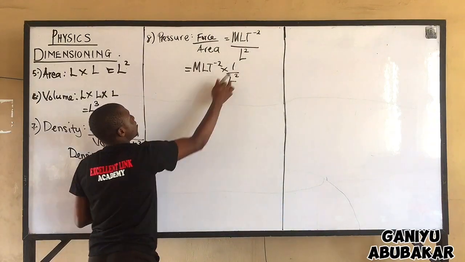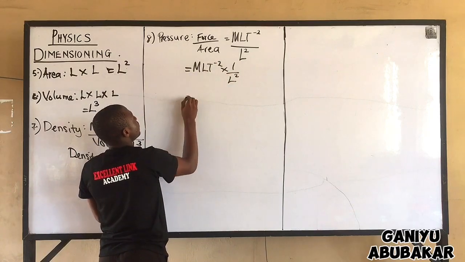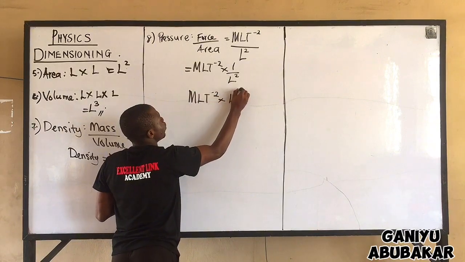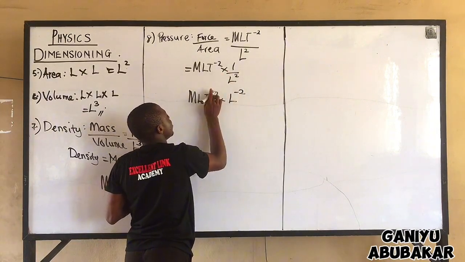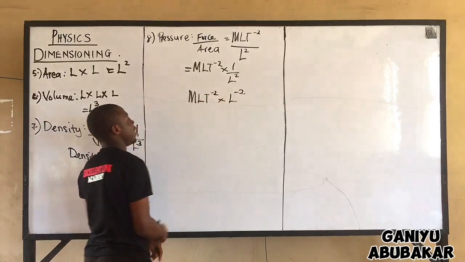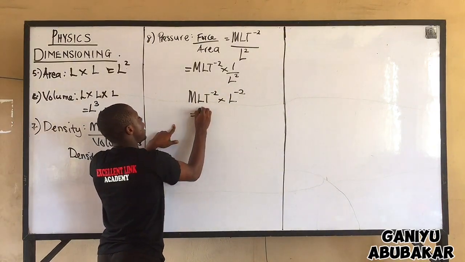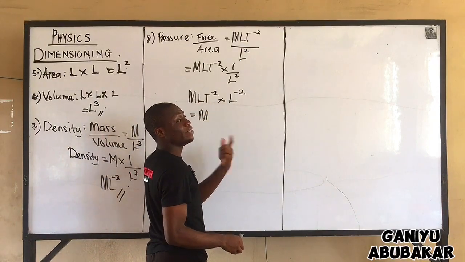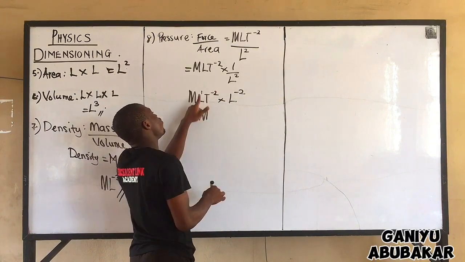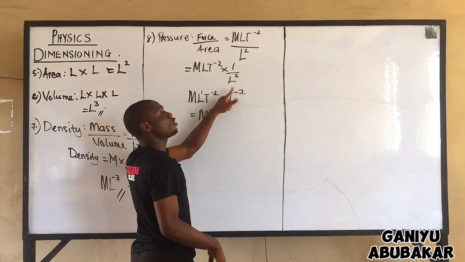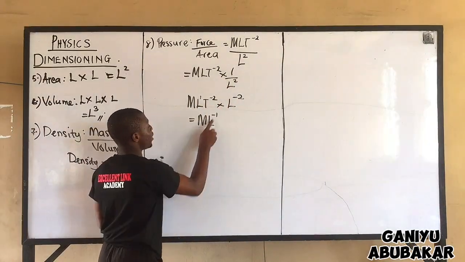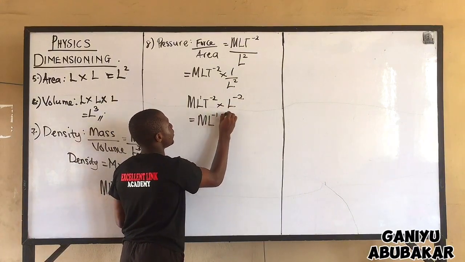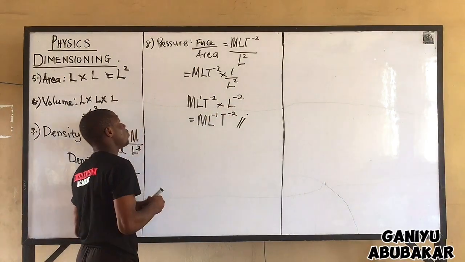Shift out the denominator, I'll have this. From here, if I take this one to indices, I'll have MLT to the power minus 2 times L to the power minus 2. Take this one here to indices, I'll have minus 2 as my power. So start with M, next up L. I can see L here, I can see L here. They are multiplying, they are like bases. Add their powers. There's a 1 here. 1 plus minus 2 is minus 1. Next up, T to the power minus 2. This is the dimension for pressure.